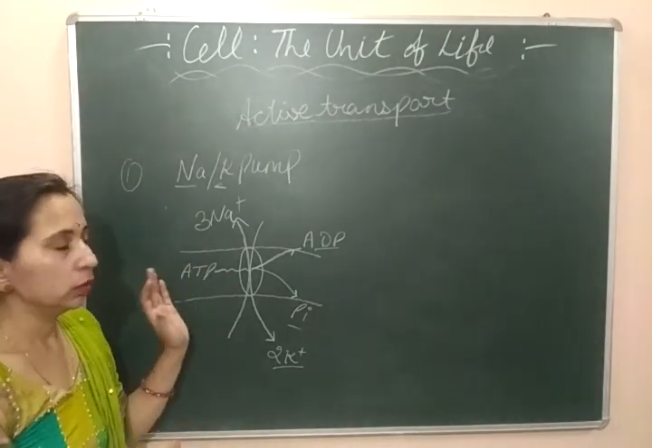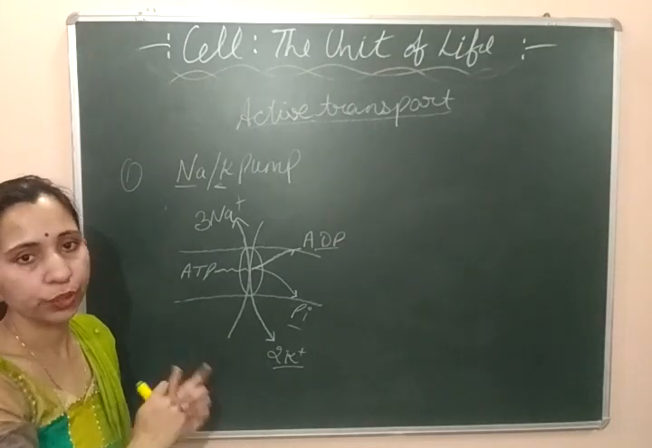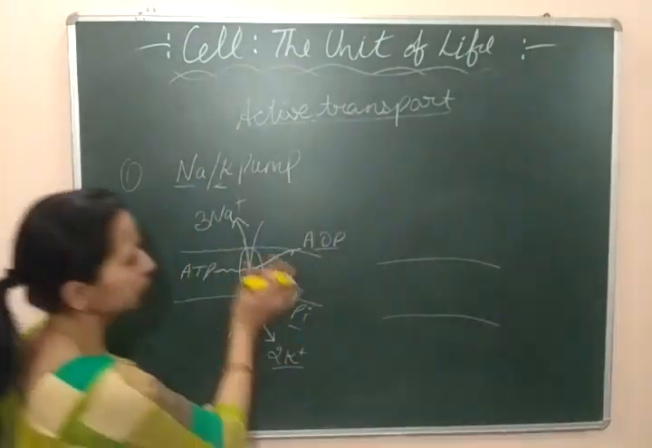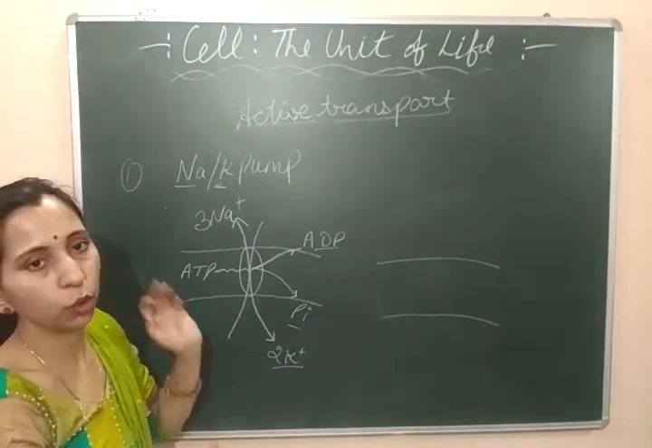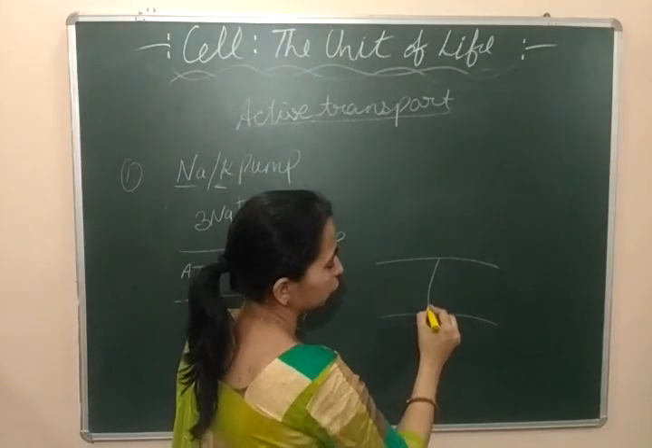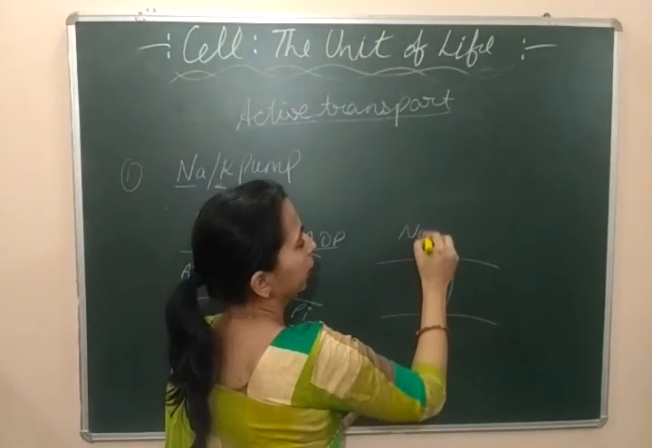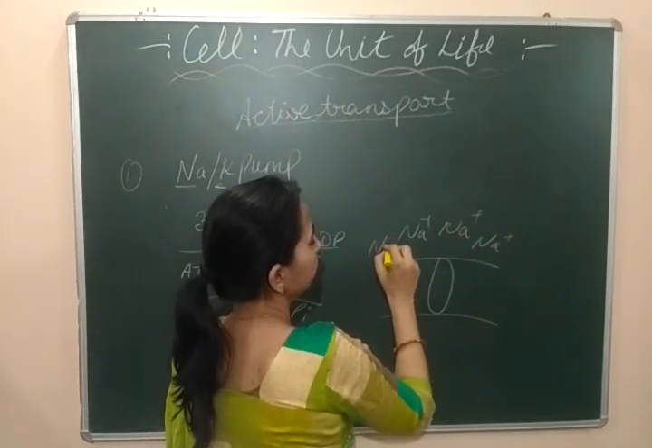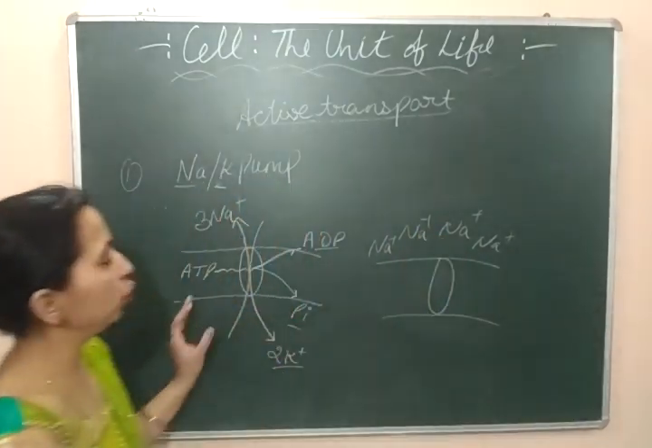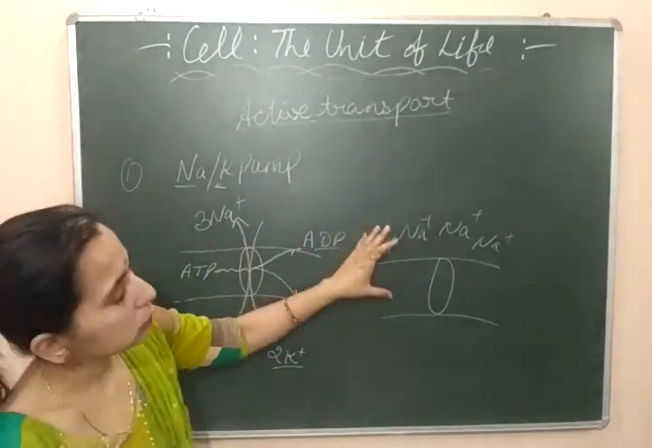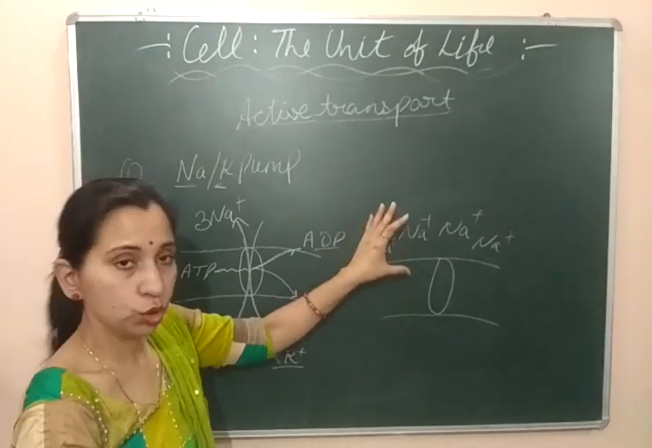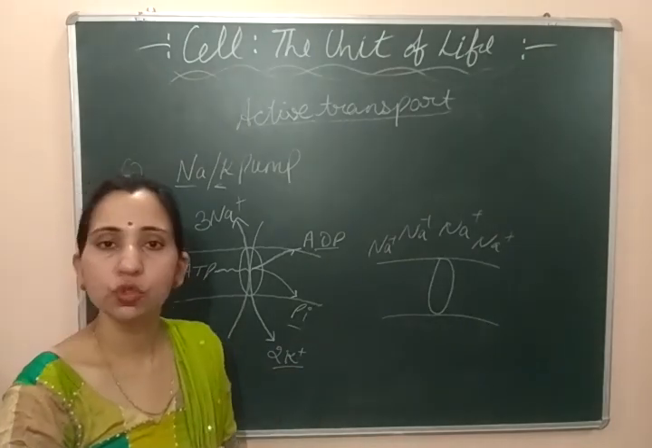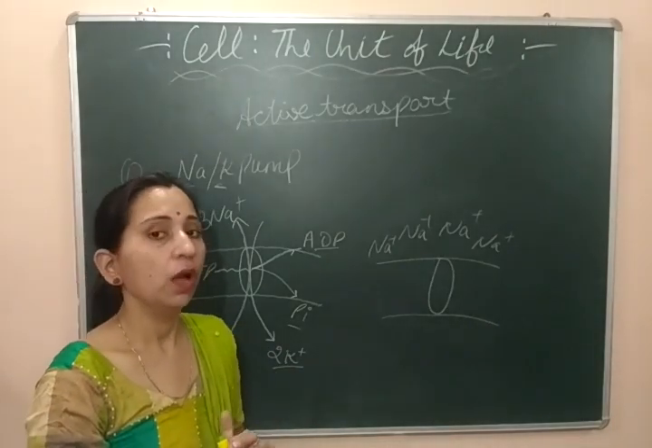Let's see in what way this sodium potassium pump works. If this condition remains continuous, meaning three sodium ions are going outside, then the concentration of sodium ions outside the cell, or outside the plasma membrane, becomes high. If this pump continuously works, the concentration of sodium ions becomes high in the outside environment of the plasma membrane, and these substances have the tendency to move from higher concentration to lower concentration.